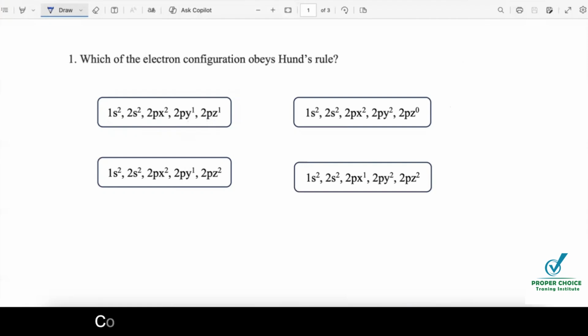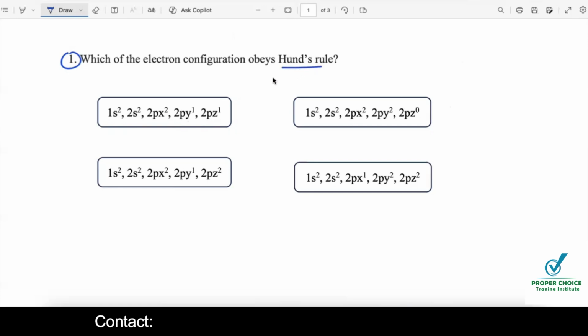In today's session, we're going to discuss sample questions on electron configuration. So the first question here is, which of the electron configurations obeys Hund's rule? You need to have an understanding of Hund's rule. What does Hund's rule say?